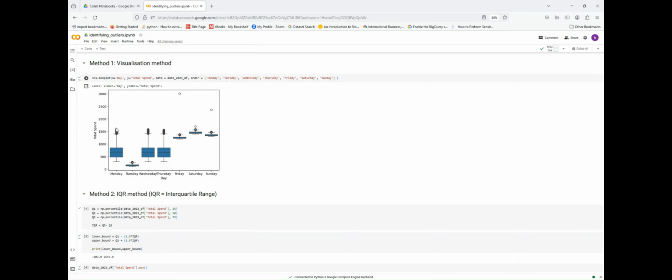But there are many values that are above this whisker, and because they're very close to each other, that's why they form this black mass over here. So that's how we would interpret the distribution of the data in a box plot, and how we would identify outliers using this method.